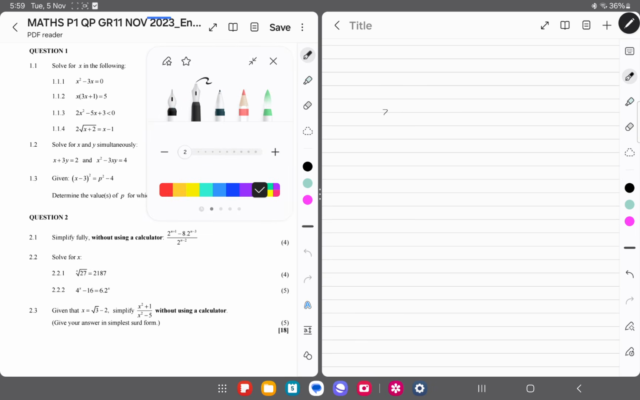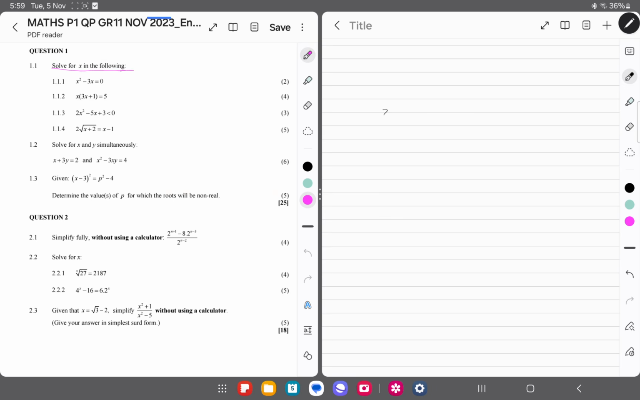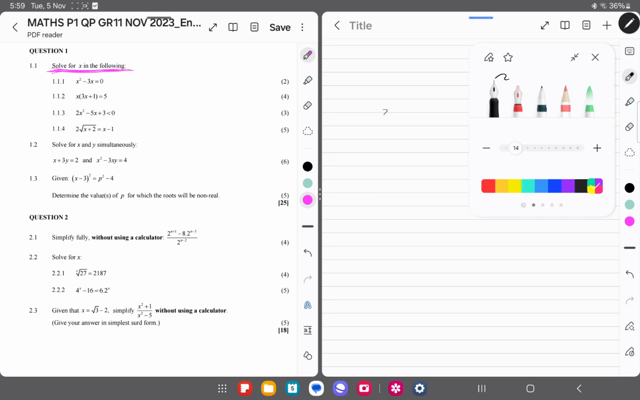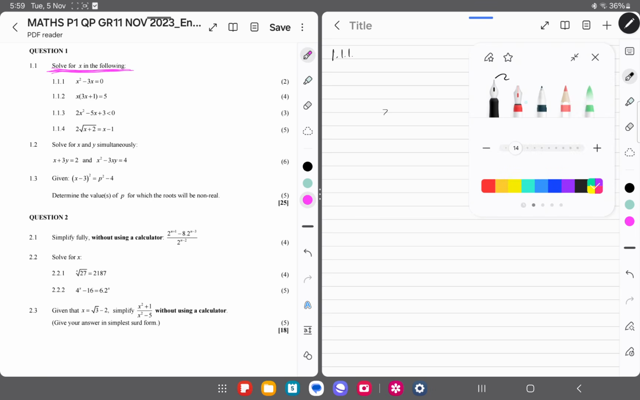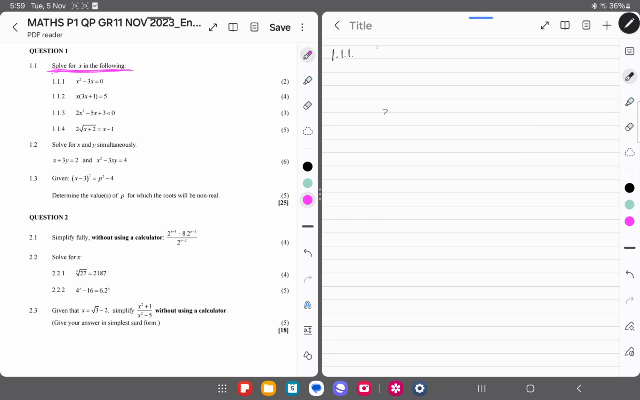Question 1, keyword there, it's there for us. They say solve for x. So we're going to solve for x. So let's do that. On 1.1.1, use this one rather. I'm having x squared minus 3x equals to 0. That is the question, right?